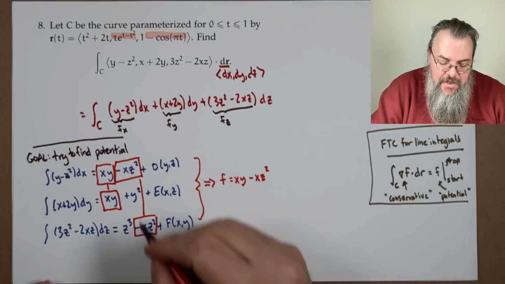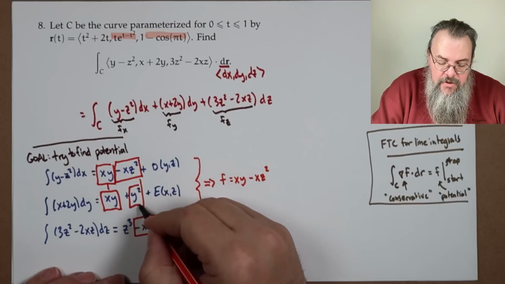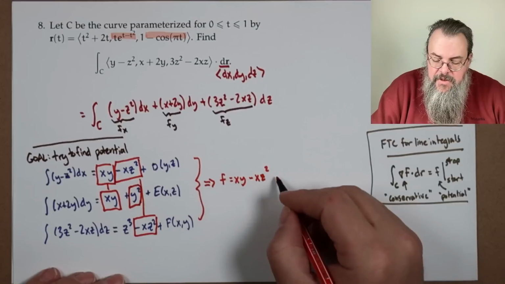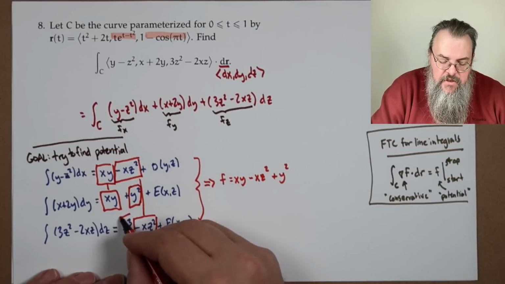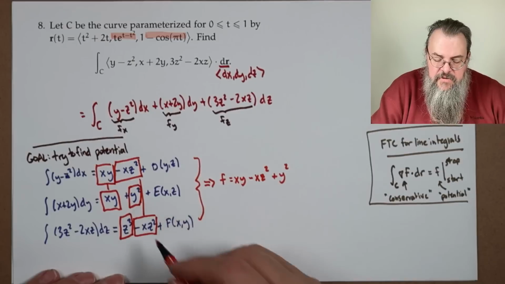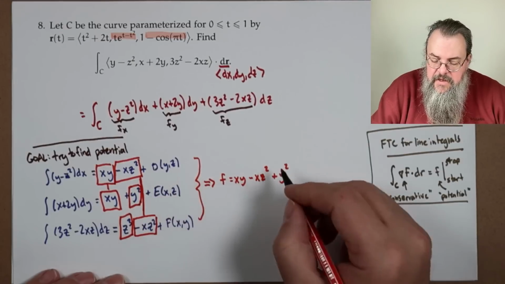All right, I see a y squared, and it only involves y, so that's fine. I don't need to worry about consistency. I'm going to have to compare it to itself. I see a z cubed, and again, I just have to compare it to itself, and that's fine.